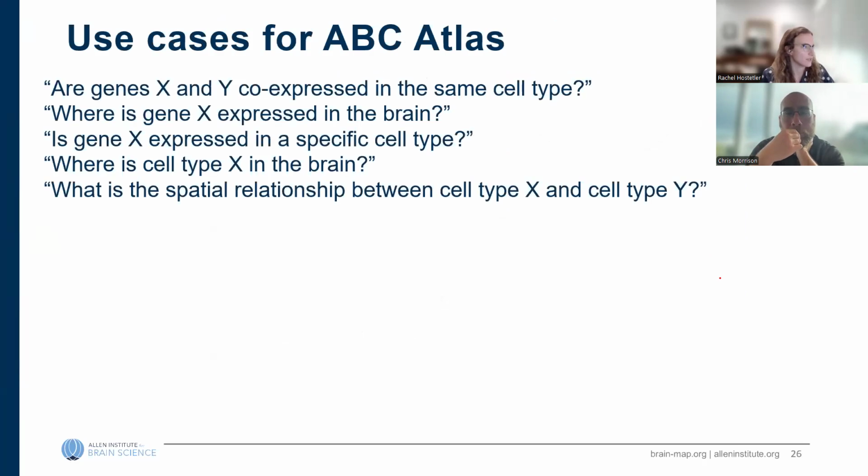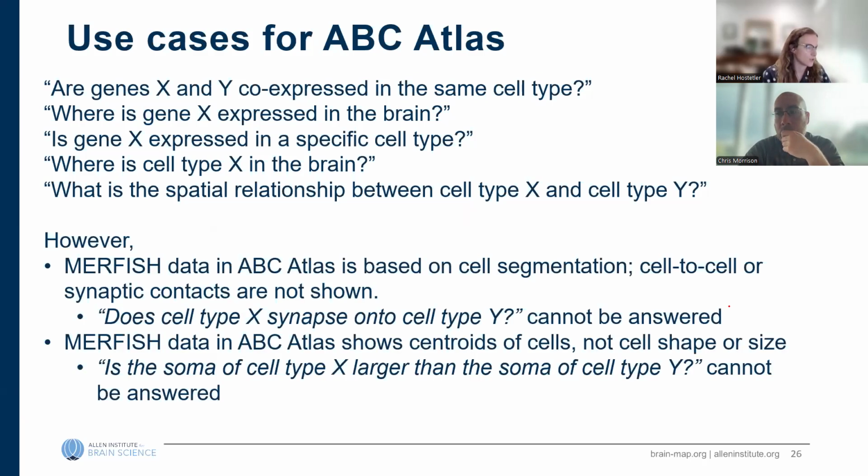And what are some use cases? Again, I mentioned you can't directly look at co-expression, but you can have two panels side by side or toggle between them. So that's one way you can look at whether two different genes are co-expressed in the same cell type. If you want to look where a certain gene is expressed in the brain, is that gene expressed in a particular cell type in the taxonomy in the brain? If you're studying a certain cell type and you want to know where it's expressed in the brain, and also the spatial relationships between different cell types, since we have that spatial transcriptomic data as well.